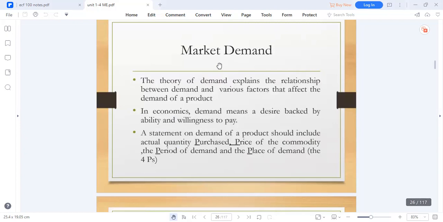Market demand. The theory of demand simply explains the relationship that exists between demand and various factors that affect it. In economics, demand is backed by the ability and willingness to pay. So a statement on demand for a product should include the quantity purchased, price of the commodity, the period, and the place of demand, the 4 Ps.